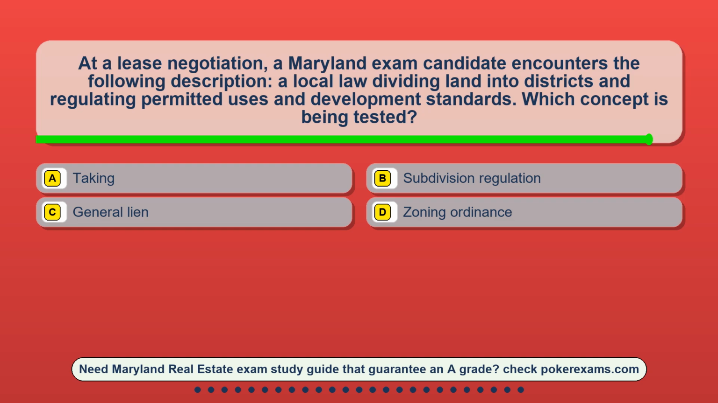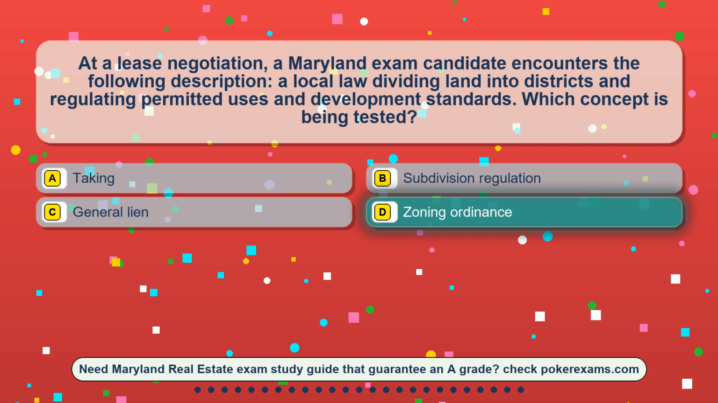Question 19. At a lease negotiation, a Maryland exam candidate encounters the following description: a local law dividing land into districts and regulating permitted uses and development standards. Which concept is being tested? Option A, taking. Option B, subdivision regulation. Option C, general lien. Option D, zoning ordinance.